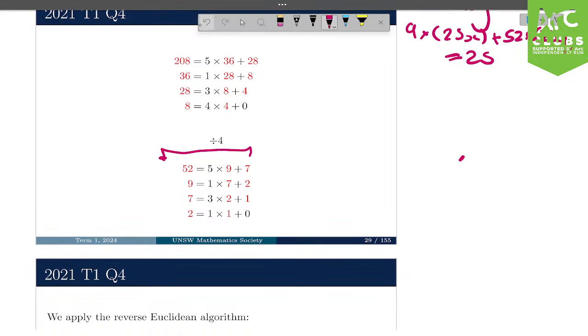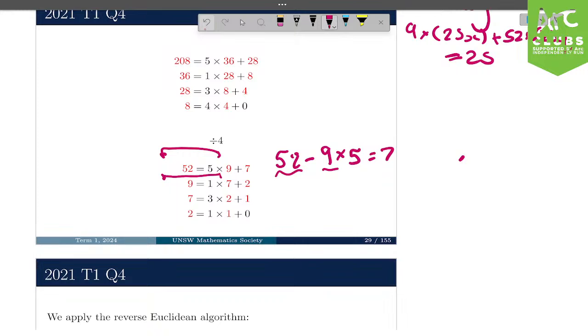Wait, was it 7? No. Okay, so we move this 5 times 9 to the other side. We'd move this 1 times 7 to the other side, and so on and so on. So we get that 52 minus 9 times 5 is equal to 7. And note that our 7 is now expressed in terms of 52 and 9, which are bigger numbers, basically.